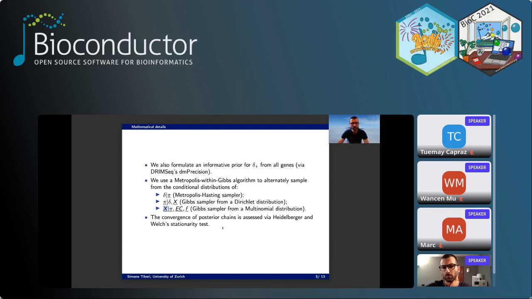We cannot obviously assess the convergence of the chains by eye, given that this is run for every gene. But we do check with a stationarity test if all the posterior chains have reached convergence. And if not, we rerun them and eventually output an error message for those specific genes.